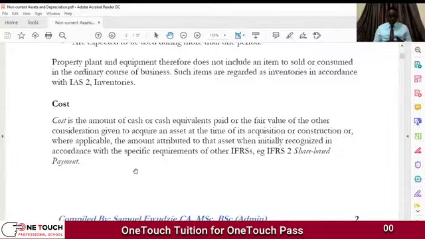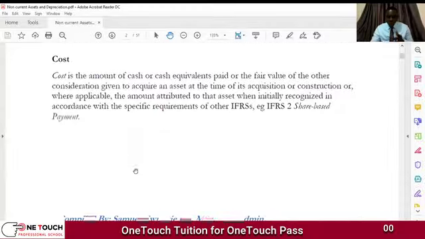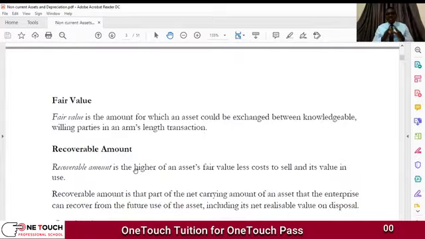Okay, good. So that is the cost of an asset. When we talk about fair value, it is the amount for which an asset could be exchanged between knowledgeable willing parties in an arm's length transaction. So the fair value of an item is the amount for which an asset could be exchanged between knowledgeable willing parties in an arm's length transaction.